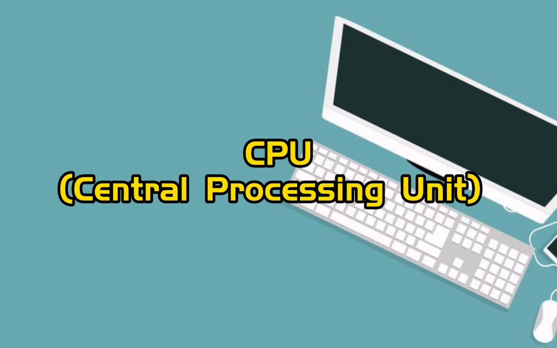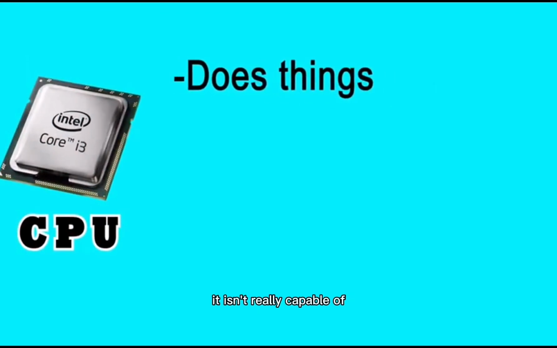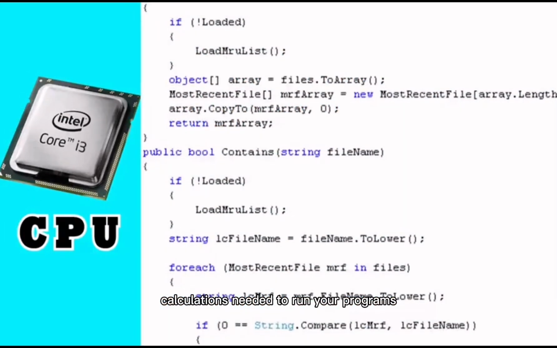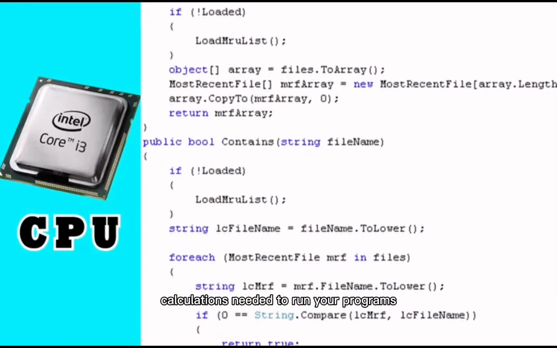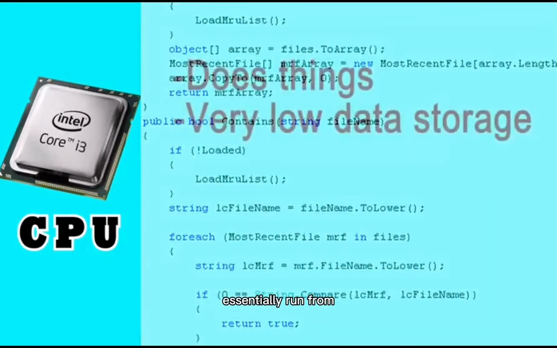CPU. The CPU is where your computer does things. It isn't really capable of storing very much data at all, but it's very good at doing things with data. Quickly reading it, arranging it, doing the quick and massive calculations needed to run your programs. This is where most of your programs are essentially run from.